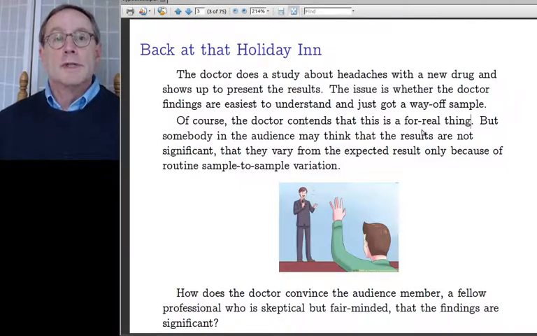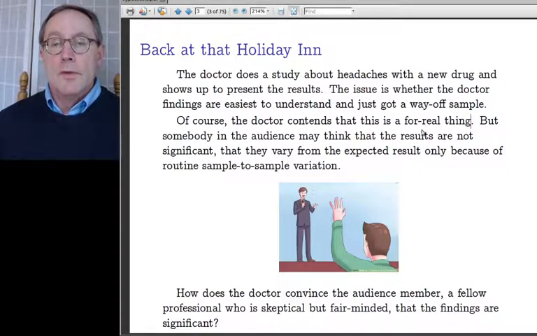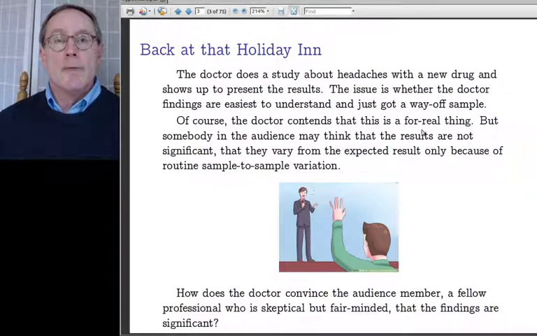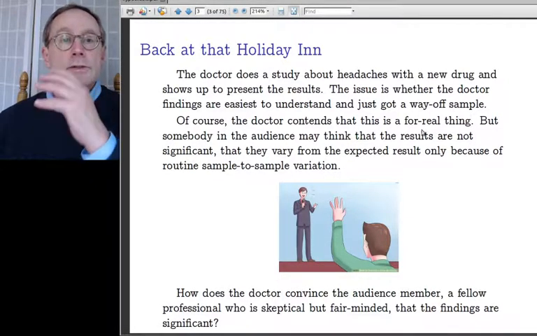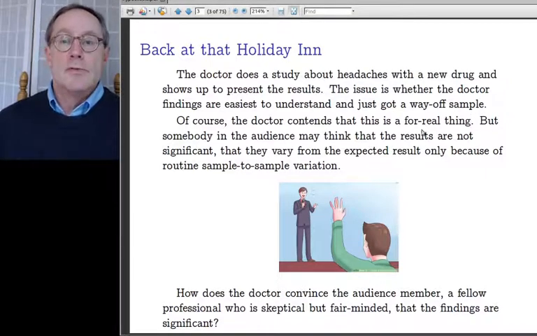Okay, so of course the doctor in front of the room is contending that there really is a genuine side effect, but the people in the audience, the fellow professionals who are willing to be persuaded, but you have to persuade them, they start off by thinking that this is just routine sample to sample variation. If you got a number that's different than the expected number, then that's only because sometimes samples vary.